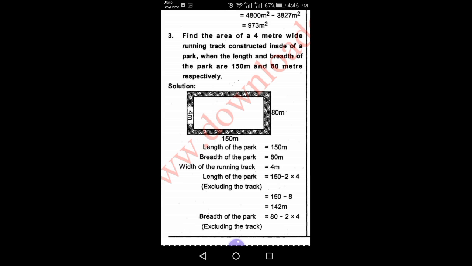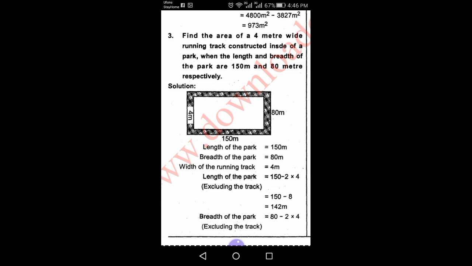Now solve question number 3. Find the area of a 4 meter wide running track constructed inside of the park, when the length and the breadth of the park are 150 meter and 80 meter respectively. 4 meter wide running track means the width of the running track, which is around the park, is 4 meter, and the length of the park is 150 meter and the breadth of the park is 80 meter.